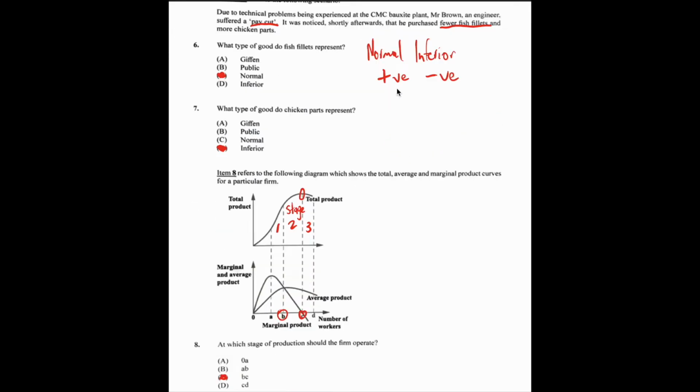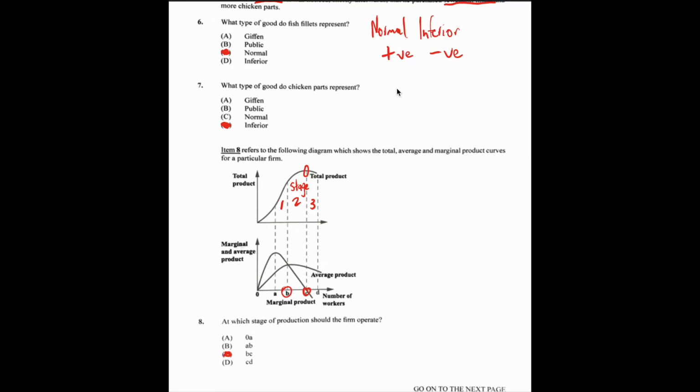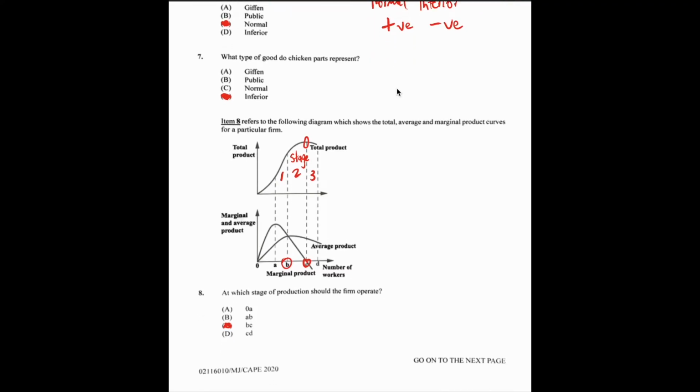D. 8. It says, at which stage of production should the firm operate? And we're saying C. C is BC. BC is actually stage 2, and that is the most efficient stage of production because you find that most of the firm's resources are being properly and efficiently utilized, and you can indicate this from the fact that at the end of stage 2, that is when total product actually reaches its maximum.